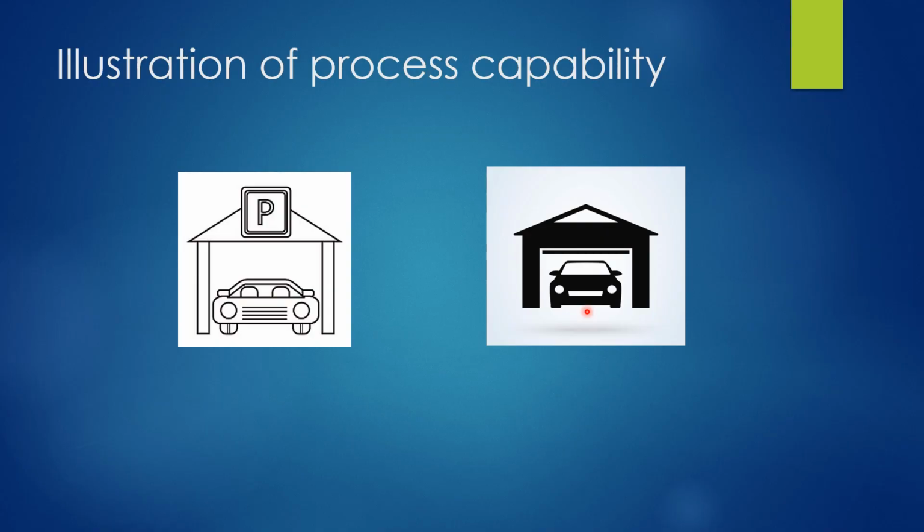So this is the illustration that I've learned and I hope this will help you too. The final aim is that our process has to be centered and it has to be equally distributed and it has to be narrower than the specification width.